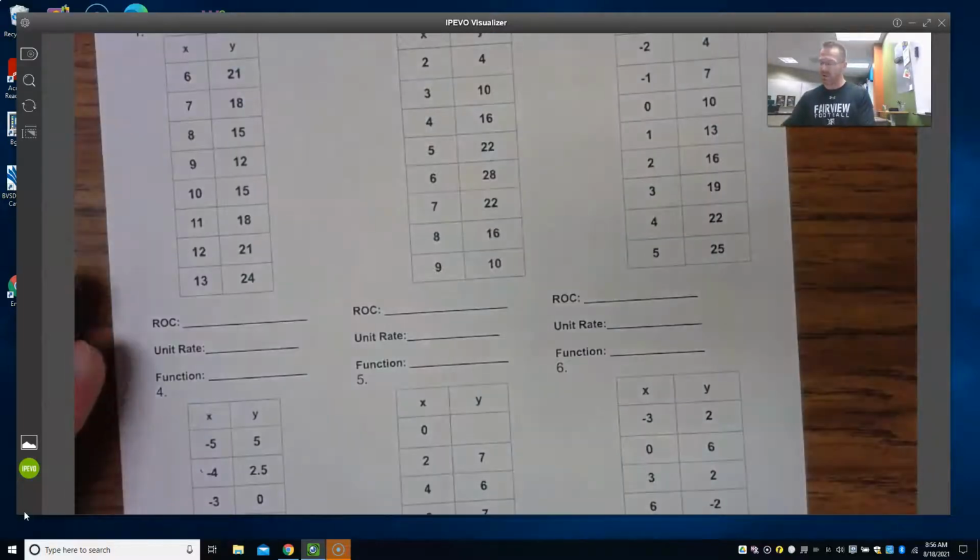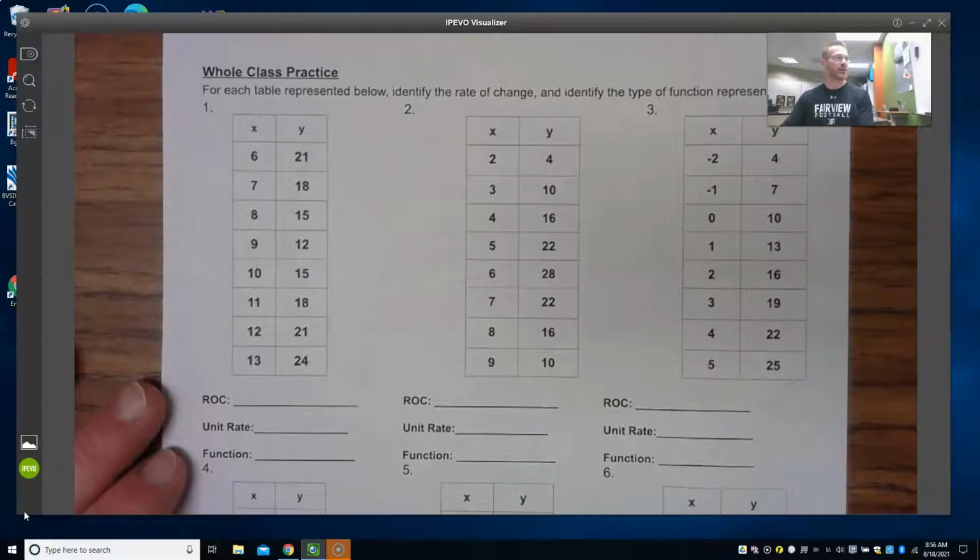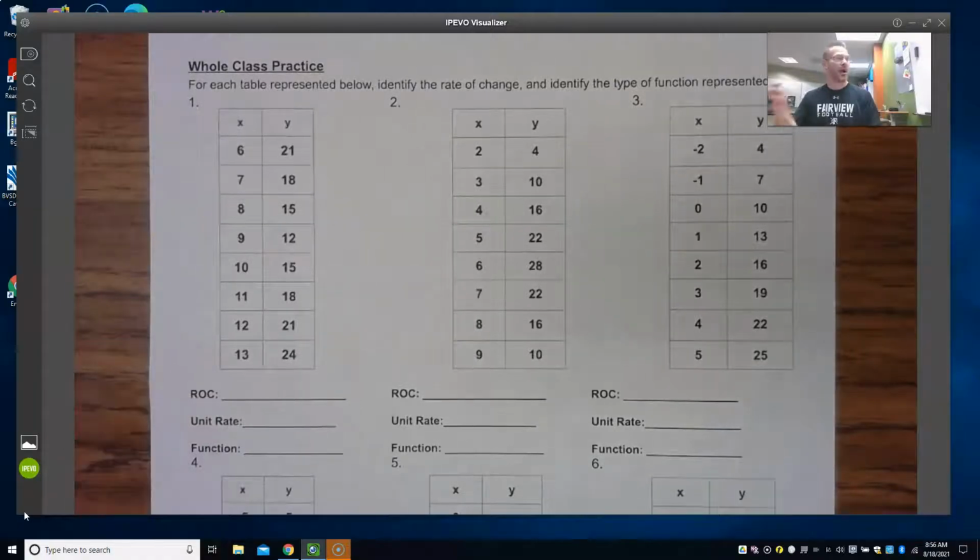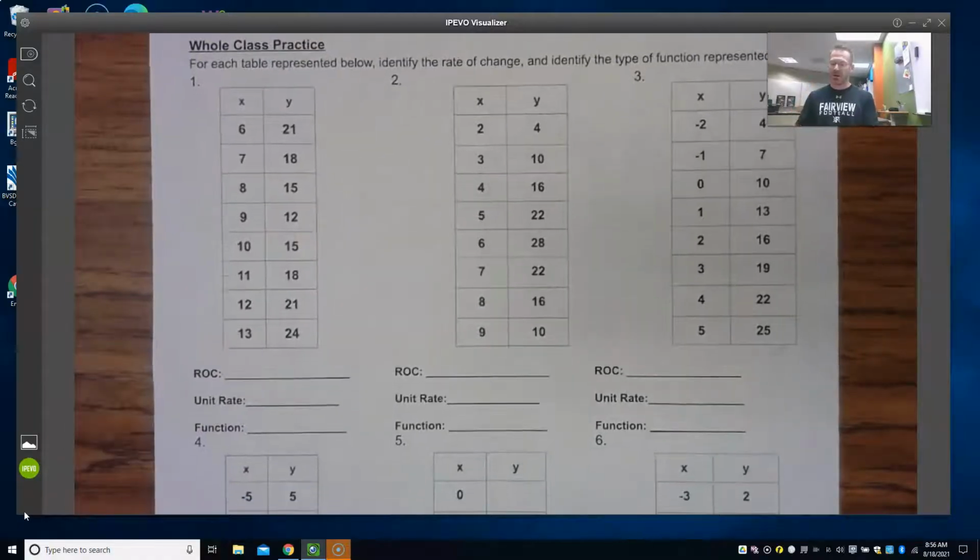So let's jump over here to page 2 of your notes. Let's look at problem 1. And once again, notice rate of change, unit rate, function. So same questions we've been asking, but now we have to be aware that we may have more than one function, and we have to really analyze what we see.